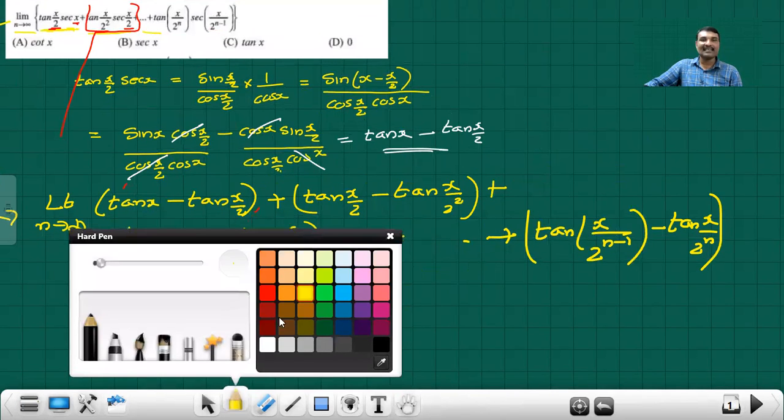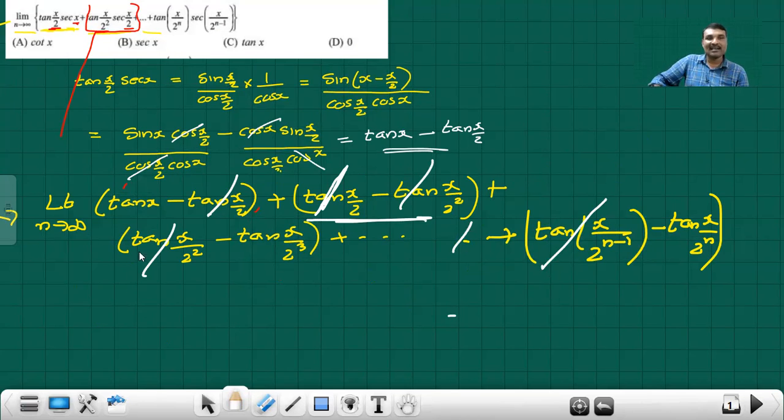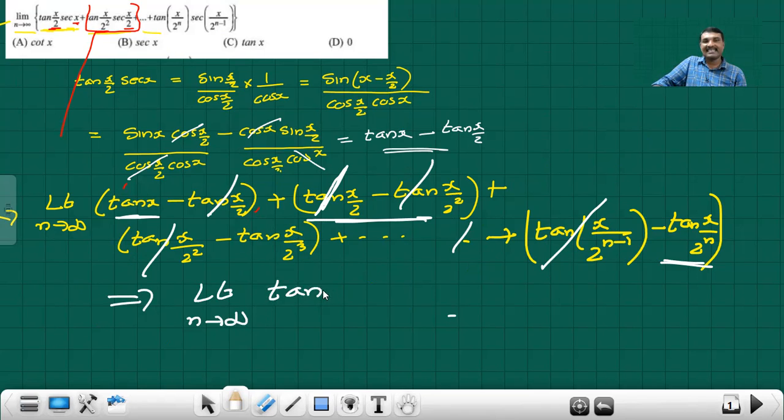Now if you look at these terms, the tan x by 2 in the first term will cancel with the first factor of the second term. Similarly, the next ones get cancelled. So the remaining terms are tan x and the last term. So we can write this as limit n tends to infinity of tan x minus tan x by 2 raised to n.